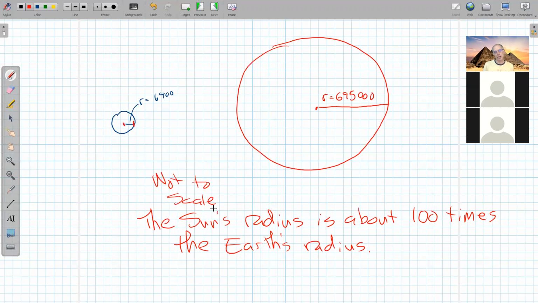And I can't fit that on this page. I'd have to make the Earth very, very tiny, like about that big, and the sun would be about the size of the whole page for comparison. All right, let's do the volume comparison now.